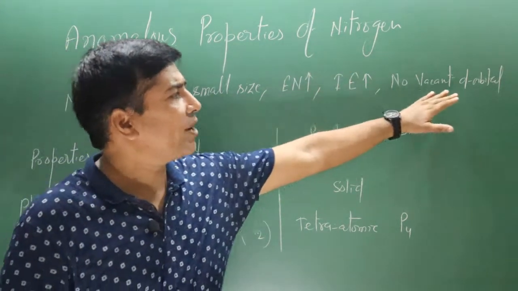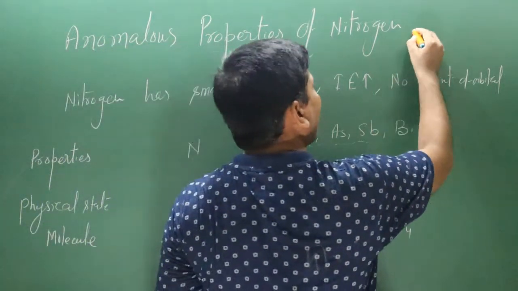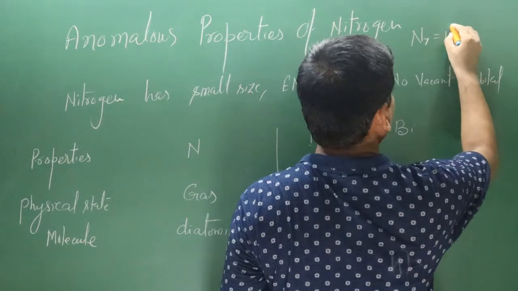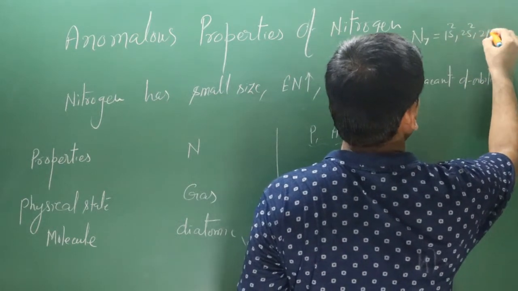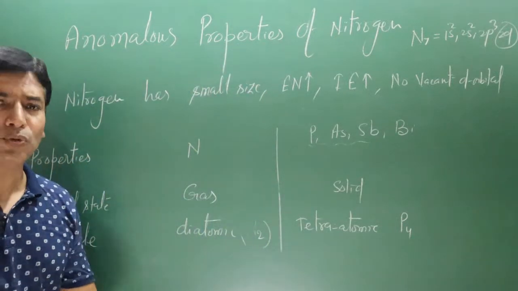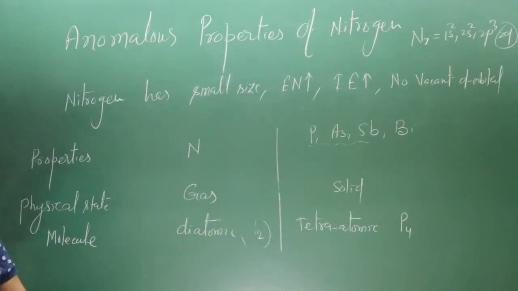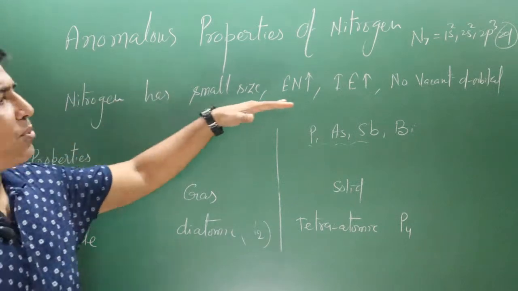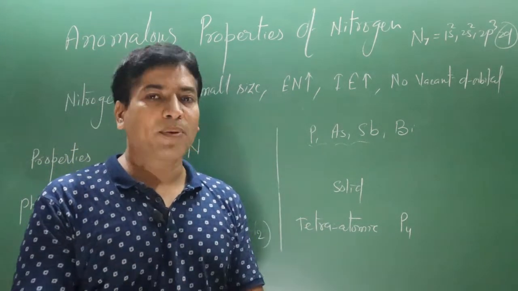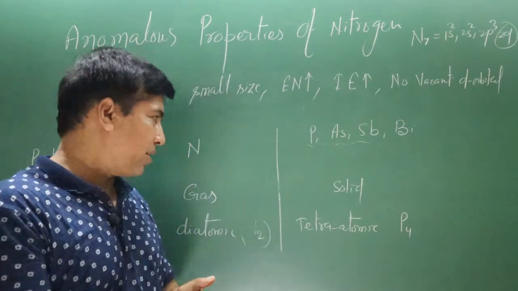It has no vacant d orbital. If you write the electronic configuration of nitrogen, it has atomic number 7. The electronic configuration is 1s2, 2s2 and 2p3. It does not have a 2d orbital because a 2d orbital does not exist. So these are some unique properties shown by nitrogen. That's why it shows abnormal behavior with the rest of the elements. Now let's discuss some other properties also.